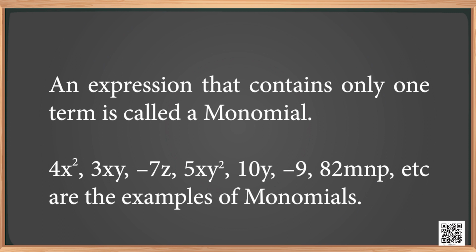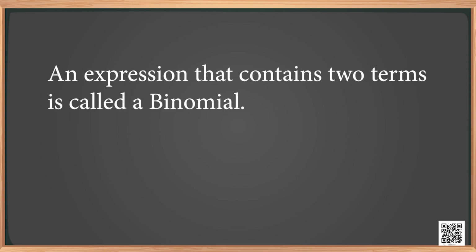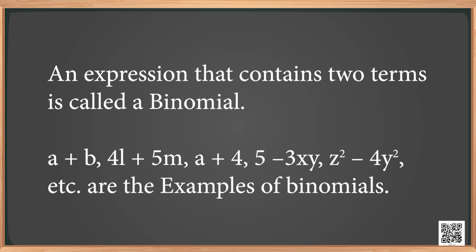An expression that contains two terms is called a binomial. Examples are a plus b, 4l plus 5m, a plus 4, 5 minus 3xy, z square minus 4y square, etc. are the examples of binomials.